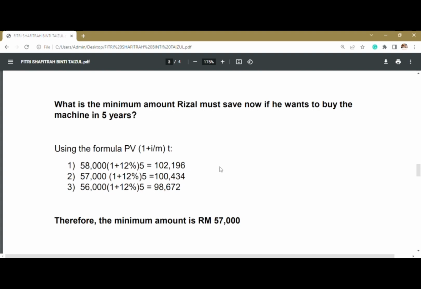The last, we estimate 56,000 times 1 plus 12% power of 5, and then we will get 98,672 ringgit. Therefore, the minimum amount is RM57,000, which for the upcoming 5 years will be 100,434, representing the minimum amount that Rizal must save from now. I think that's all for question number 4.